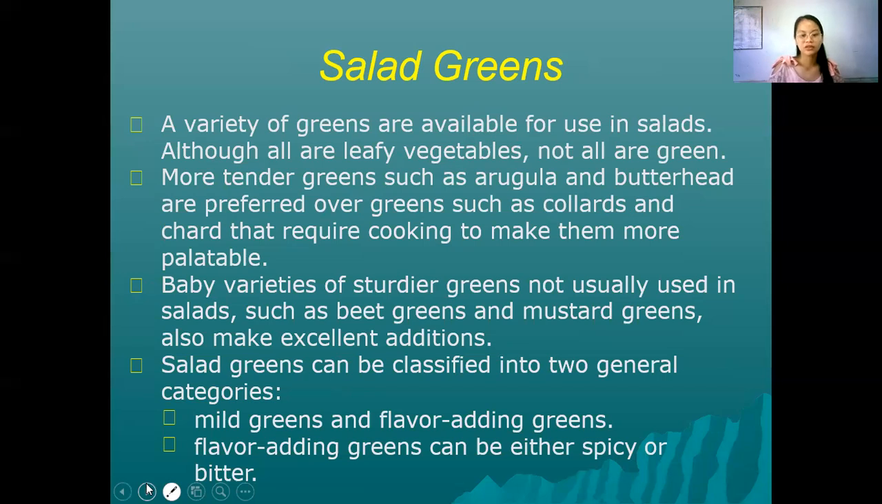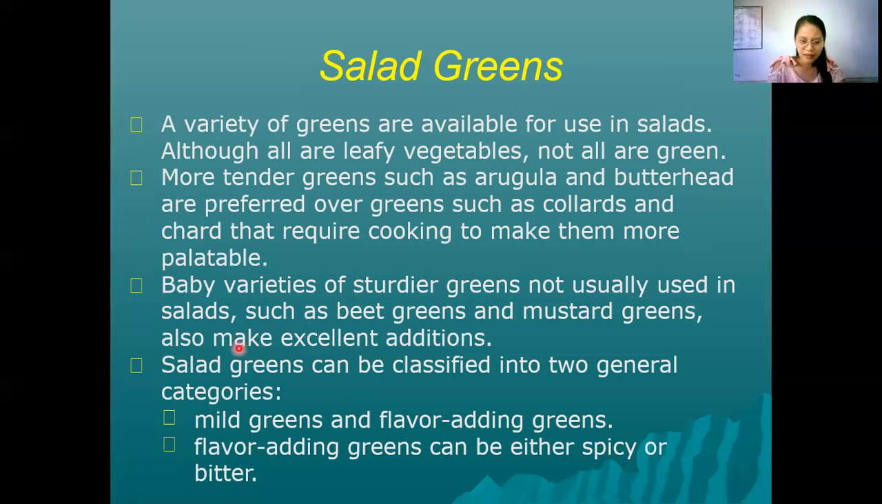Baby varieties of sturdier greens not usually used in salads, such as beet greens and mustard greens, also make excellent additions. Of course, if you are making a salad, you will choose the baby varieties, or the top portion where it is much easier to chew. You will not add the mature leaves that require cooking.